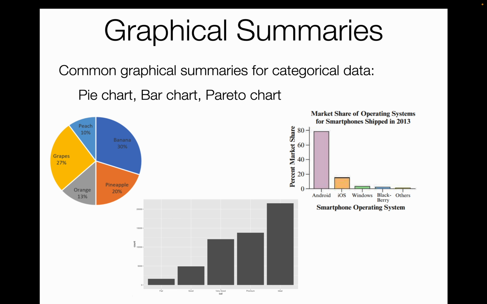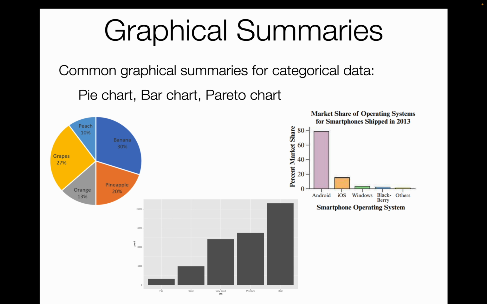For instance, if I told you to look at the leftmost plot and I took away that banana was 30% and grapes were 27%. So if I took those numbers away, would you be able to easily tell me that banana is larger than grape? I think the answer is yes if you stared at it, but it's probably going to take 5 seconds for you to convince yourself that blue is slightly larger than yellow.